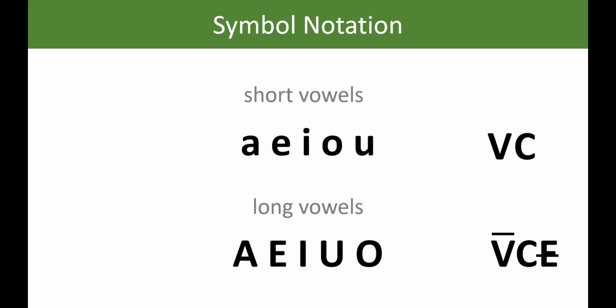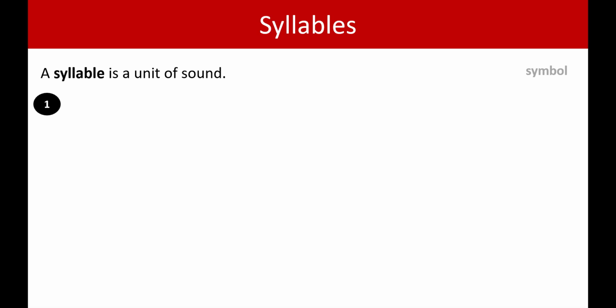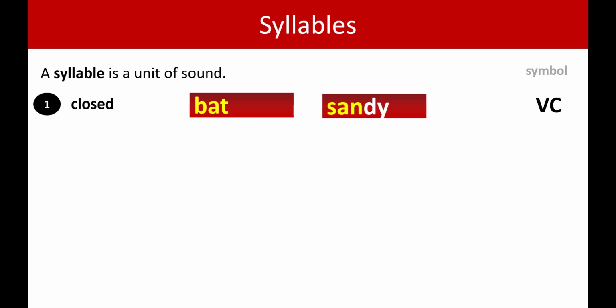Now let's look at the types of syllable. There are 7. Type 1 is a closed syllable. Here's an example. Bat. This is the symbol, VC. That stands for vowel, a short vowel, because there's no hat on it. So short vowel consonant. So if you look at the word bat, you've got a short vowel and a consonant. A-t. Here is another example. San, in the word sandy. That is a closed syllable.